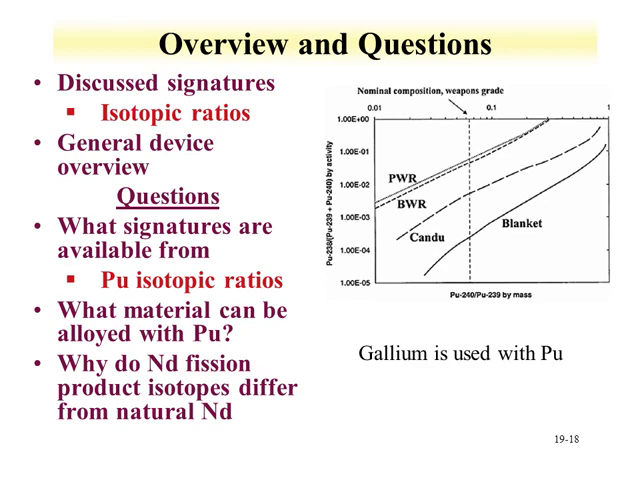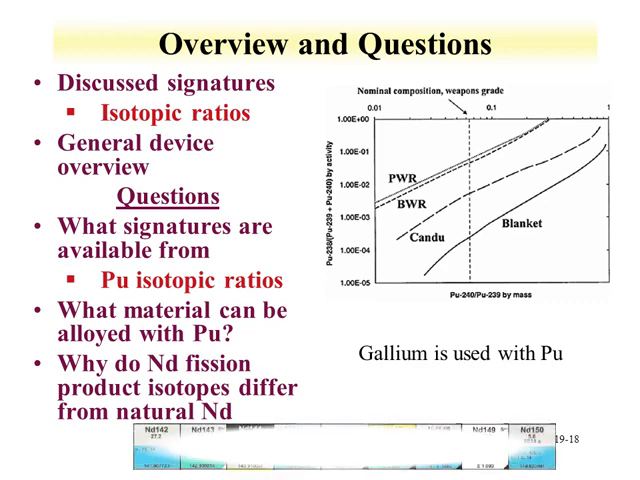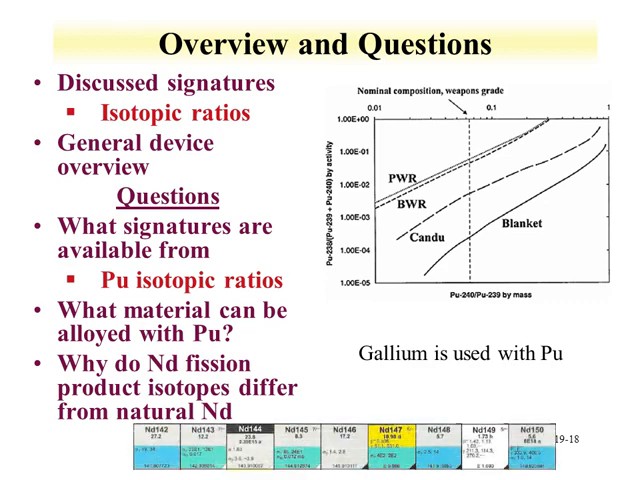And why do neodymium fission products isotopics differ than the natural? This is primarily driven from neodymium-142. Neodymium-142 is 27.2% of natural neodymium, but it is not produced in fission, doesn't have a fission yield, so the fission product neodymium would not show this isotope, and you would be able to determine by looking at isotopic ratios of neodymium whether its nature was from a reactor or from natural.